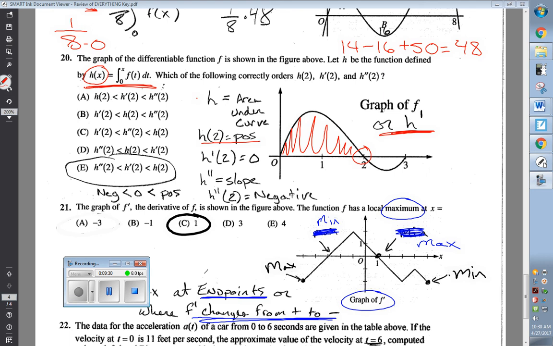H prime at 2. This is an h prime graph, so what would you look for on an h prime graph to talk about h prime? I want to talk about h prime, so I just go to the dot. H prime at 2 is 0, done. I just didn't finish my statement. And then I want h double prime. H double prime on an h prime graph means I'm looking at slope. So slope at 2 is negative. So I've got positive, 0, and negative. I want to put that in order. H double prime, so a negative answer is less than 0 is less than a positive answer.